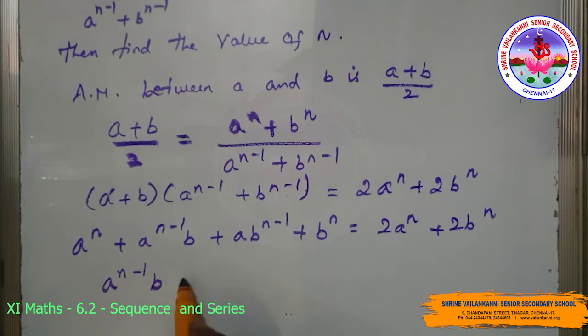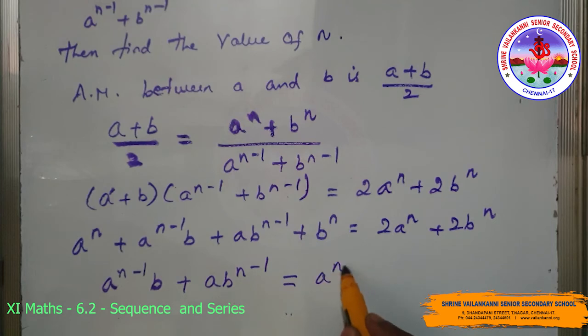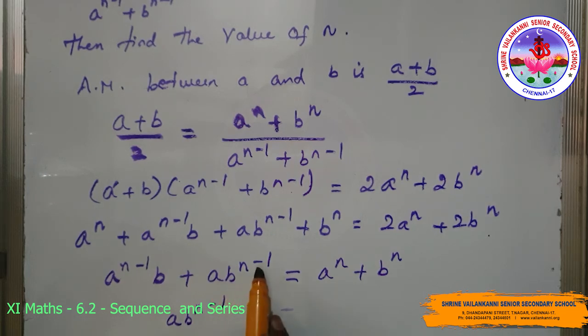So A^(n-1) B plus A B^(n-1), which is equal to, so transposing this, 2A^n minus A^n, which is A^n, plus 2B^n minus B^n, which is B^n. So A B^(n-1) minus B^n, which is equal to A^n, taking this to the right hand side, minus A^(n-1) B.